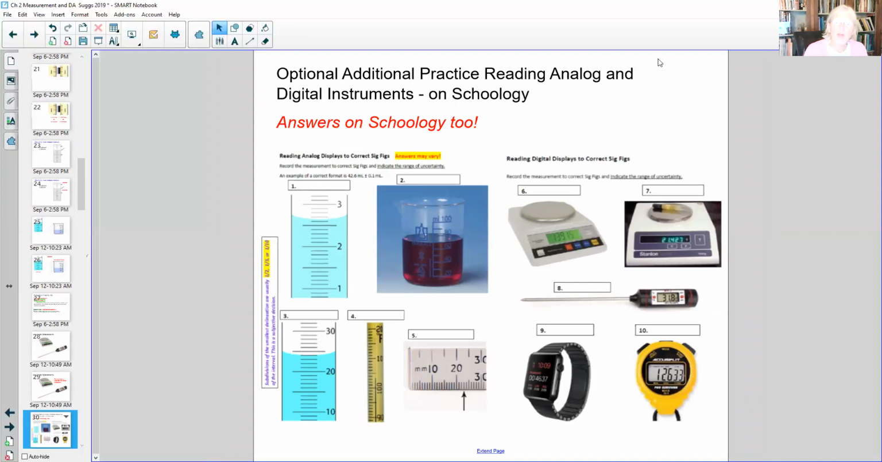So I have practice here for you on Schoology that you can do for additional comfort with this skill. If you go through and try to answer these measurements, the answers are posted on Schoology.